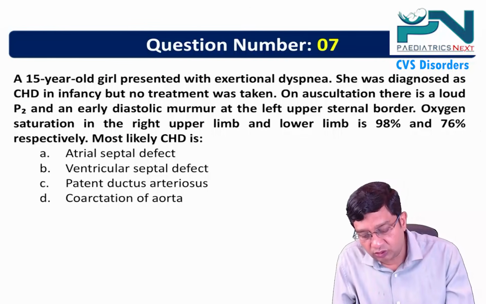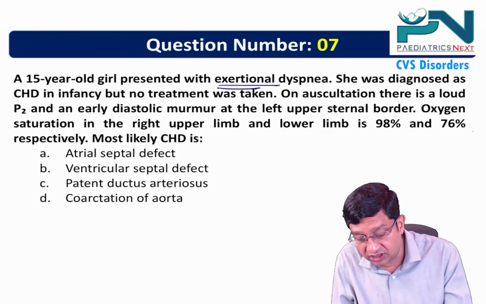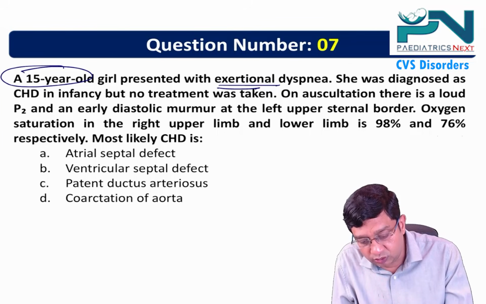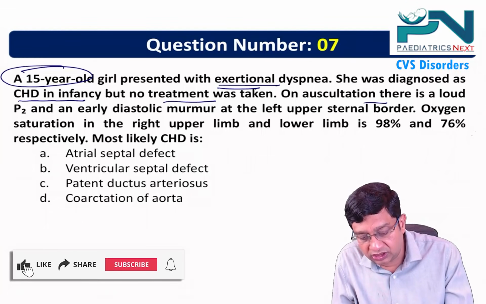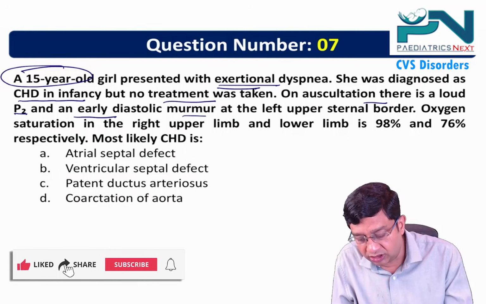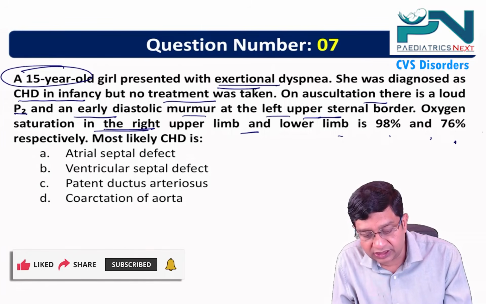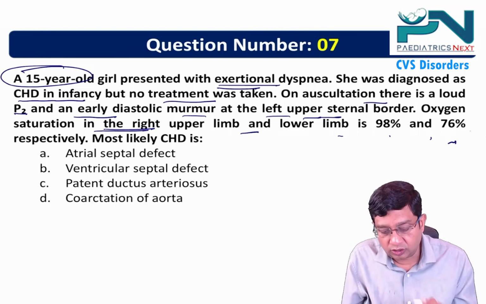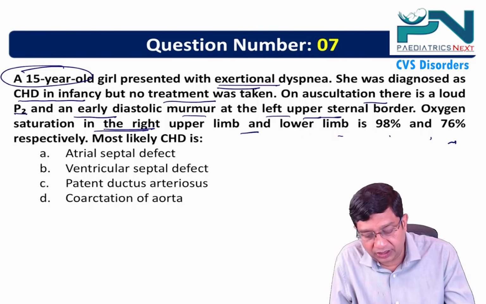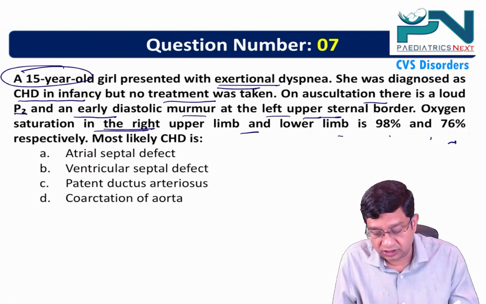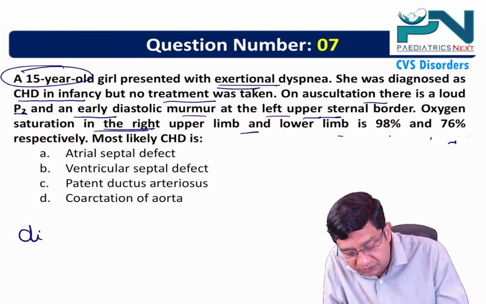A 15-year-old girl presented with exertional dyspnea. She was diagnosed as CHD in infancy, but no treatment was taken. On auscultation, there is loud P2, early diastolic murmur at the left upper sternal border. Oxygen saturation in right upper limb and lower limb is 98 and 76, most likely. So now if you see one by one, the saturation in the upper limb is normal, lower limb saturation is less. So this becomes the differential cyanosis.